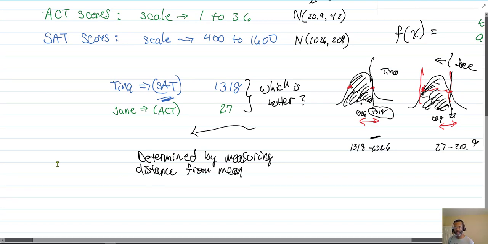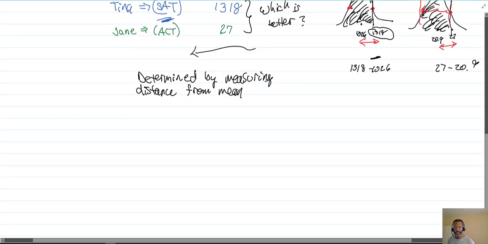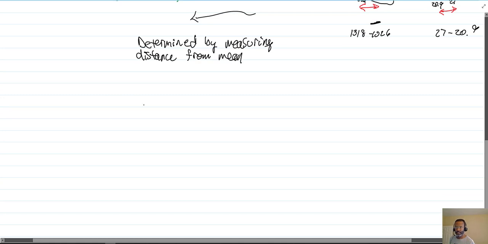Well, let's think about this. Let's kind of generalize this idea of scaling. So a bit of a diversion. Let's think about scaling for a minute.